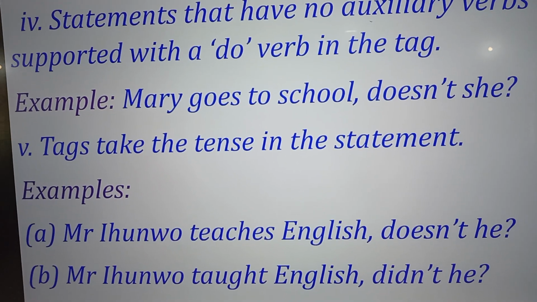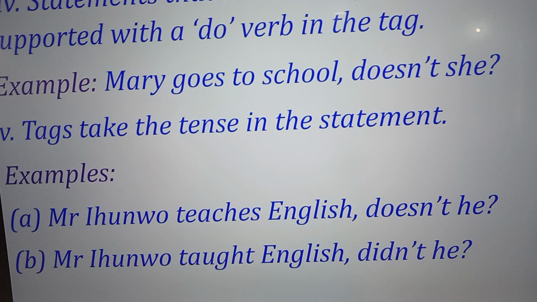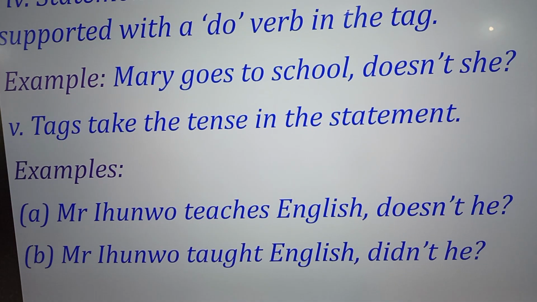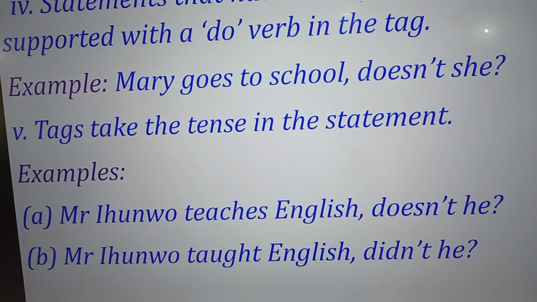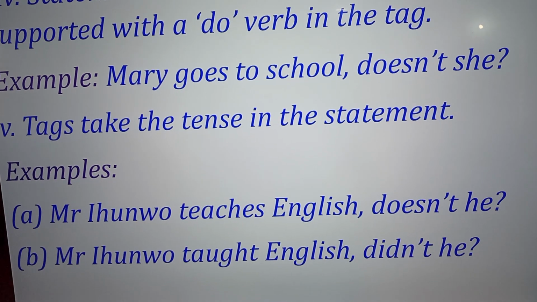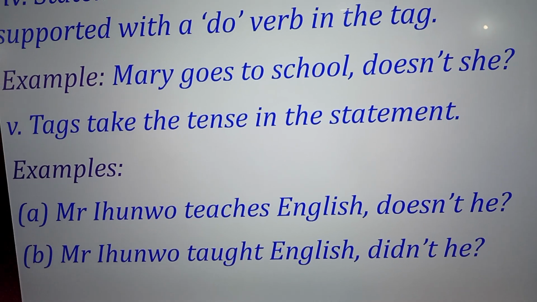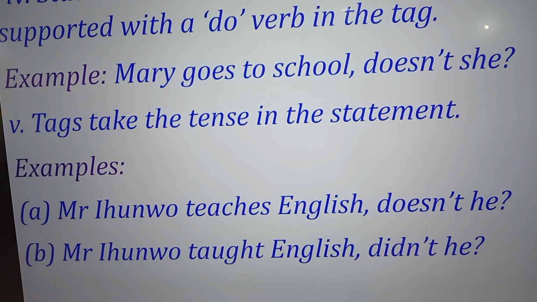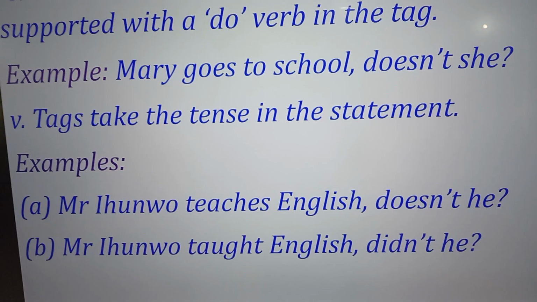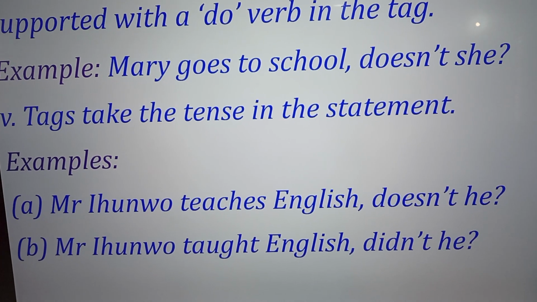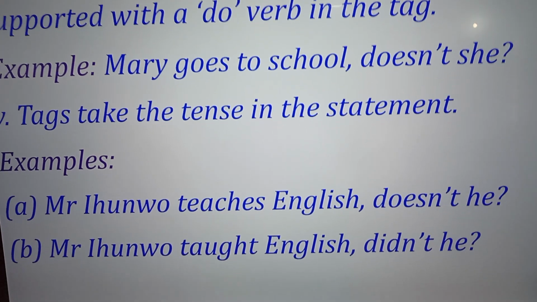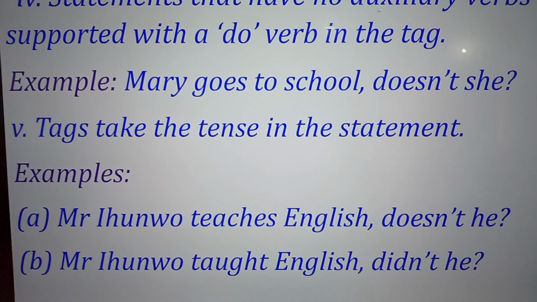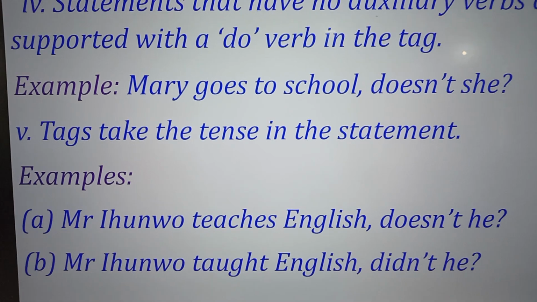Tags take the tense in this statement. For instance, Mr. Ihumo teaches English, doesn't he? Mr. Ihumo teaches. Teaches is in the present, or say in the habitual aspect. He teaches, doesn't he? Mr. Ihumo taught English. He taught, didn't he? Taught is in the past. So the auxiliary verb in the tag should also be in the past. He taught, didn't he? These are just a few rules about auxiliary verbs as they are used in tag questions.